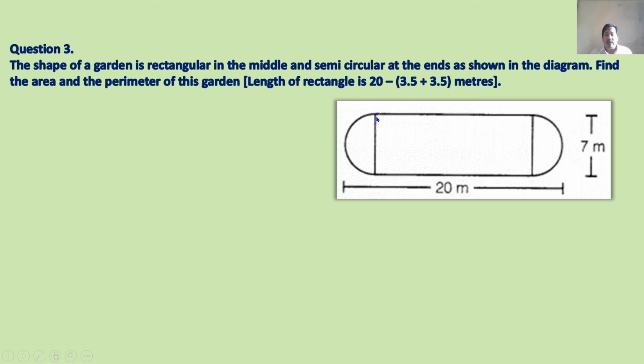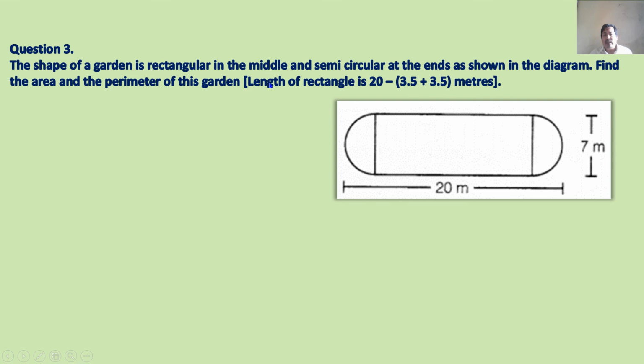So what happened is rectangular in the middle and semicircle at the end. You see, the question is asking you to find the area as well as the perimeter of the garden. Perimeter will be the total length of this boundary, and area will be the area of the rectangle as well as the area of these semicircles. If you add, you will get the area of the garden, the total surface, isn't it?